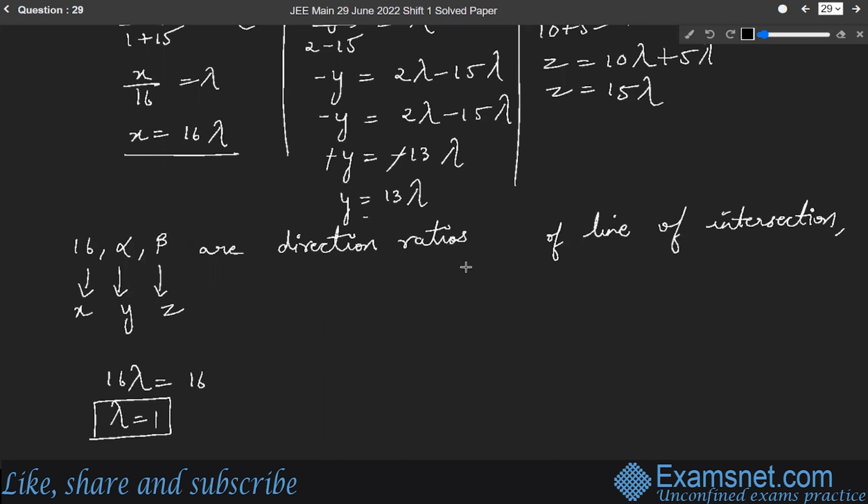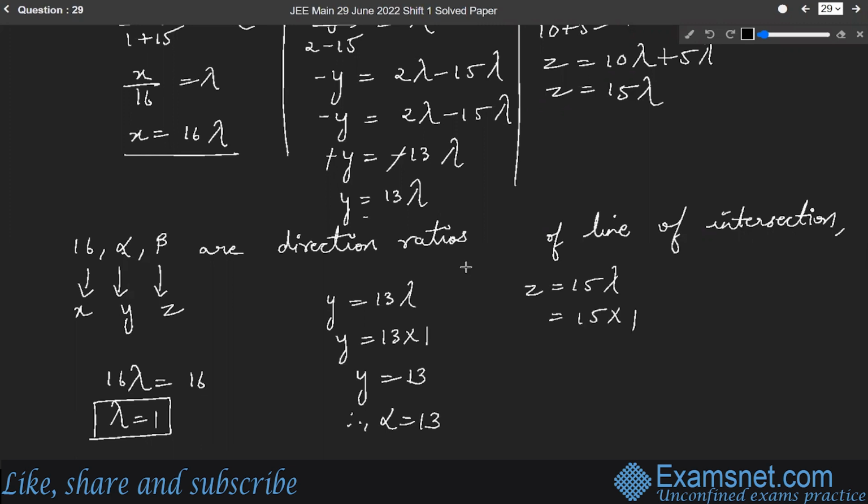Now, if we have the value of lambda, then we can easily get the value of y and z. What is y? Y is equal to alpha. So first let us calculate y. Y is 13 into lambda. Lambda is 1. So y will be 13 into 1. So y is 13. But we know that y is equal to alpha. Therefore, alpha is equal to 13. Similarly, let us calculate the value of z. Z is 15 lambda, right? 15 lambda means 15 into lambda. The value of lambda is 1. So z will be 15. What is z? Z is equal to beta. So beta will be 15.